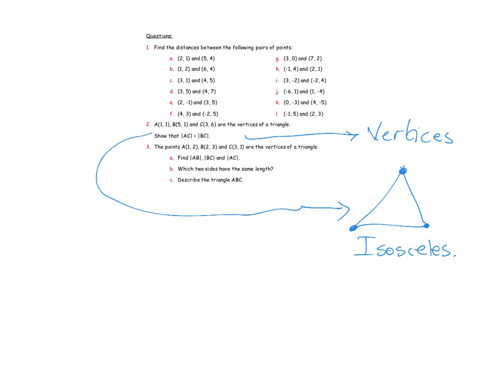Question 3 then says the points A, B and C are vertices of a triangle. We should be fine with that. We know vertices now are the points of the triangle. It says find AB, BC and AC. That's again exactly like example 1, 2 and 3 that I went through. And then it describes the triangle. So making sure what you have to say here is what type of triangle it is. So we have 3 types of triangles. We have an equilateral. We have an isosceles. And we have a scalene triangle.